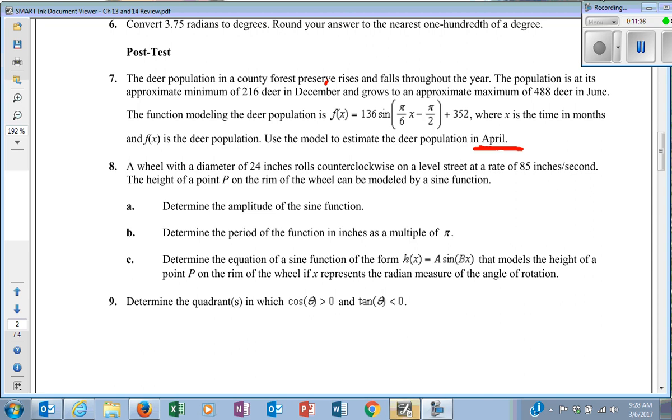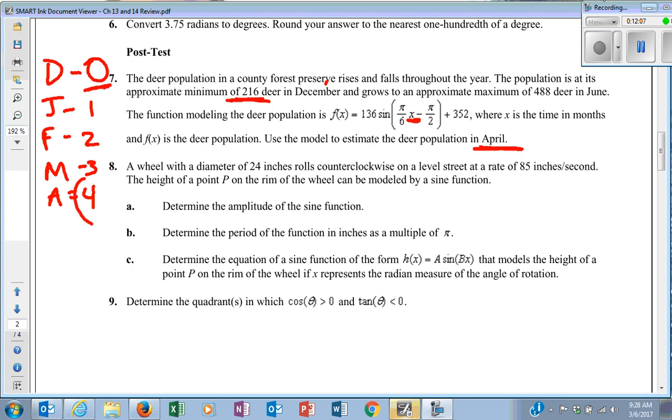And so what I do is I say I know that December is 0 months. So if I plug this in, my x would be 0, and when I plug that in, I should get an answer of 216 deer. But they didn't ask me for December, but that's what I'm showing you. The 0 is my input for my x. Well, I'm not in December, so January would be 1, February would be 2, March would be 3, and April would be 4. So my x would be 4 in this.